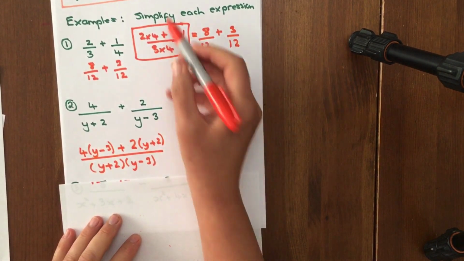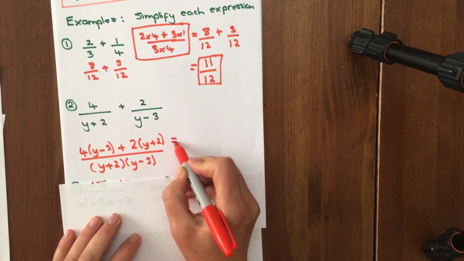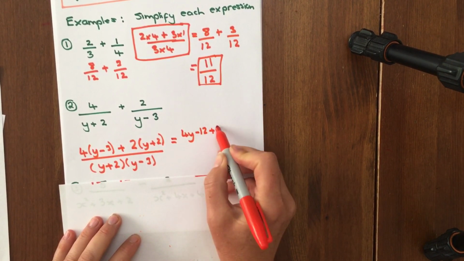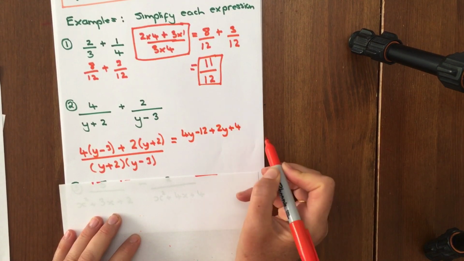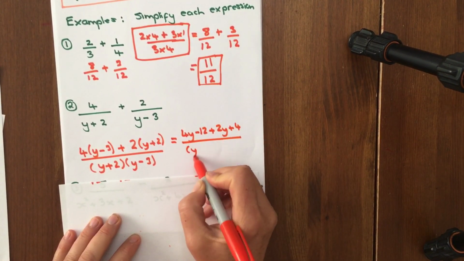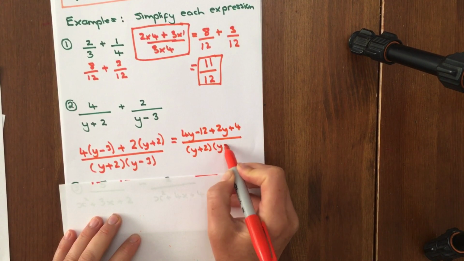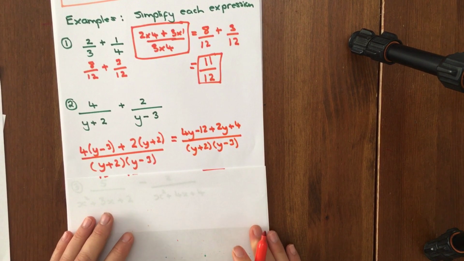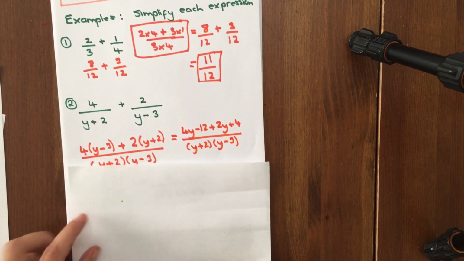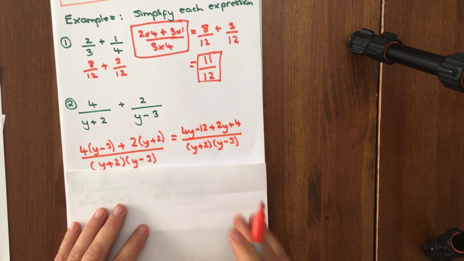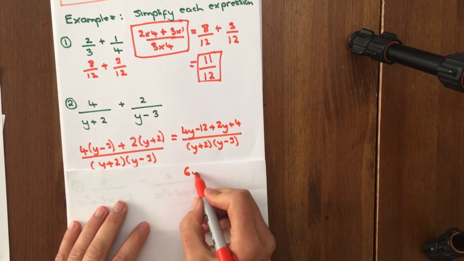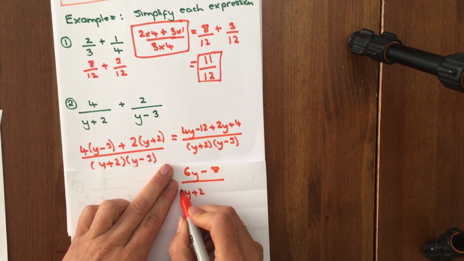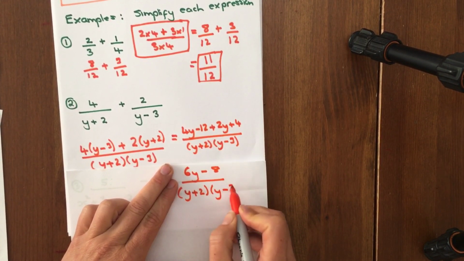Okay, so I'm simplifying all of these fractions. So on the top, let's just see what I've got. I've got 4y minus 12 plus 2y minus 4. Now I'm not going to multiply out the bottom because this is as simple as I can get. And now I'm going to see if I can simplify the numerator. So I've got 6y minus 8 on the top over y plus 2 times y minus 3.